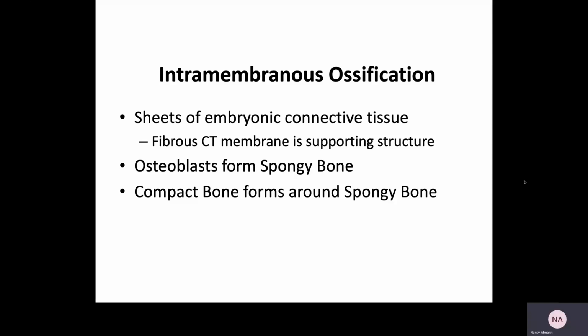Again, with intramembranous ossification, we know there are going to be sheets of fibrous connective tissue, which is the initial supporting structure. Osteoblasts are going to form spongy bone, and compact bone will form around that spongy bone. You will remember when we talk about the components of flat bone, there is a layer of compact bone, and then there's a layer of spongy bone, and then there's going to be a layer of compact bone again. These bones are quite thin, and again, flat bones arise through this method of ossification.